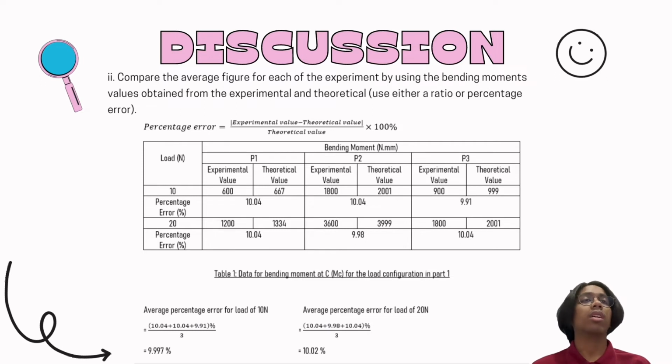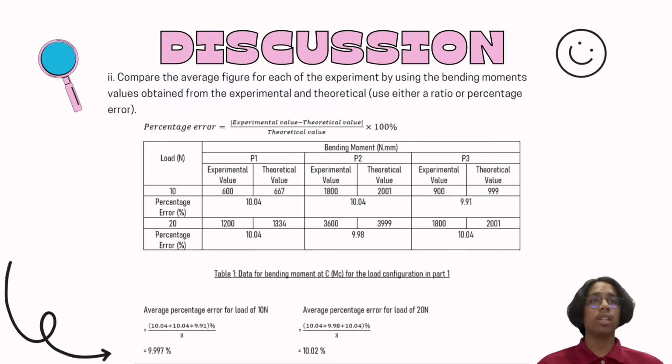For the 20 Newton load, the percentage error that we obtain at P1 is still the same, 10.04. But for P2, it is slightly different. We obtain a percentage error of 9.98. And lastly, for P3, it's the same as P1, still 10.04.